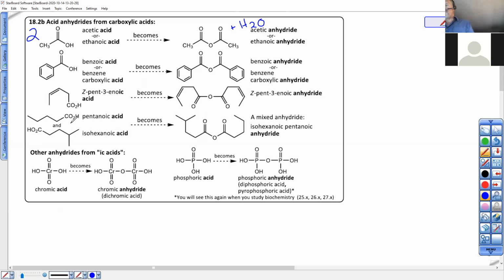And when you mix two different acids to make an anhydride, what's the story there? Well, you list alphabetically the two acids that were used, two separate words. So isohexanoic is this one. We'll do the alternate name too. That would be 4-methyl pentanoic acid. And M would still come before P. So you got 4-methyl pentanoic.